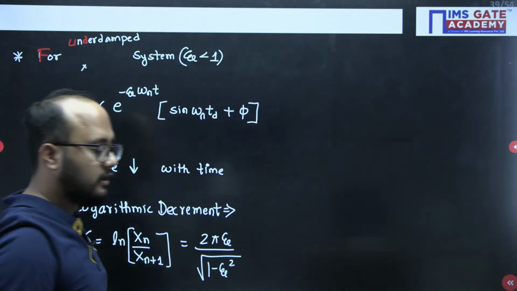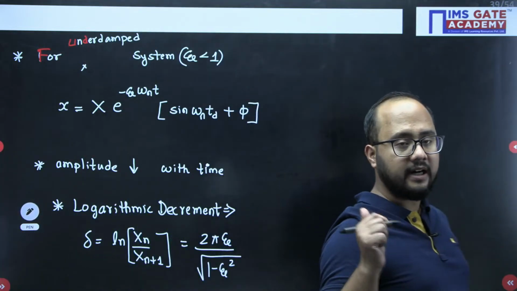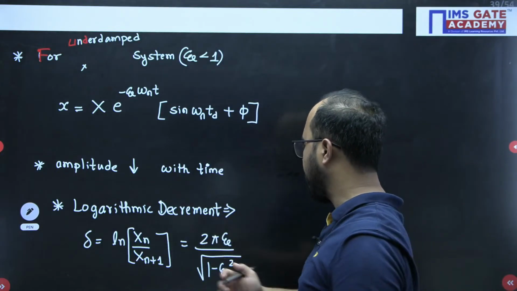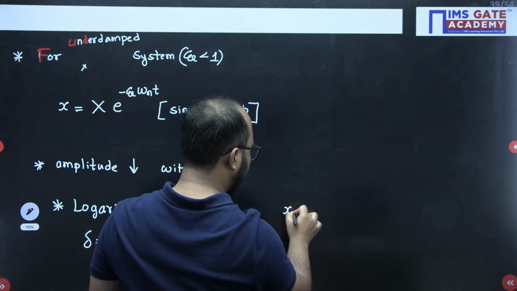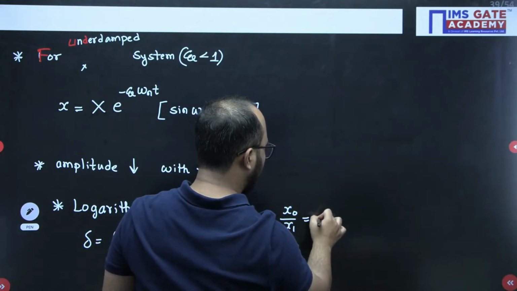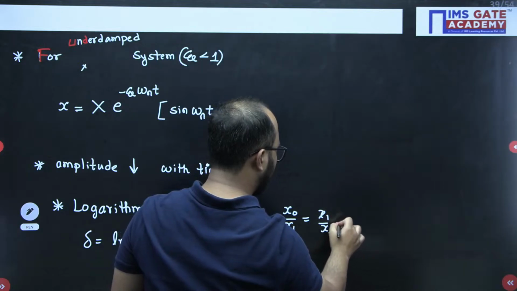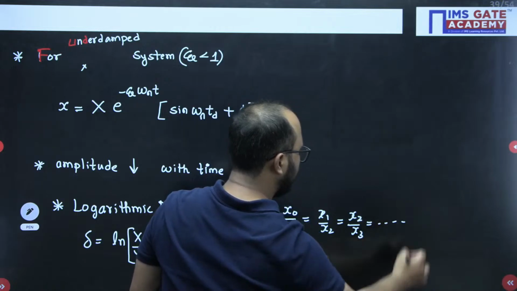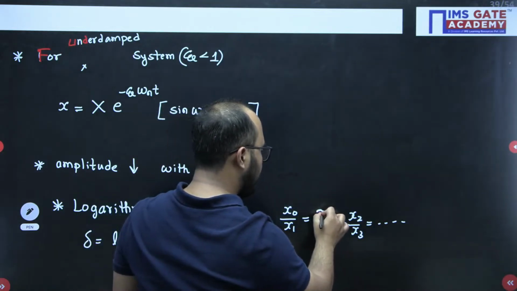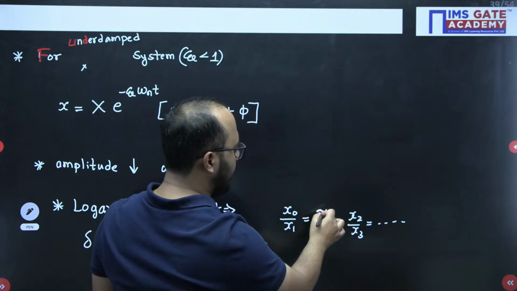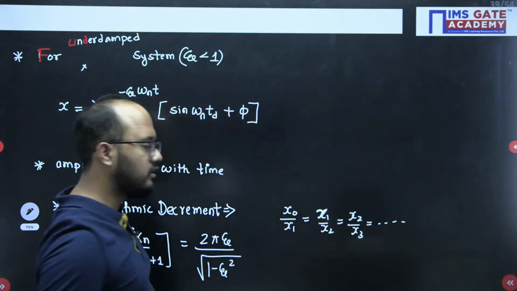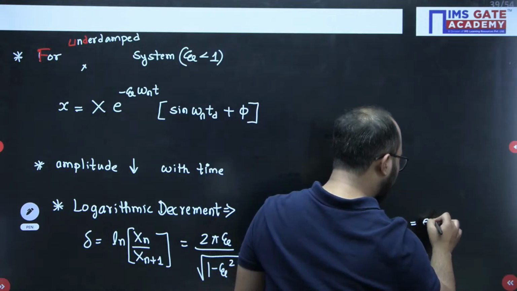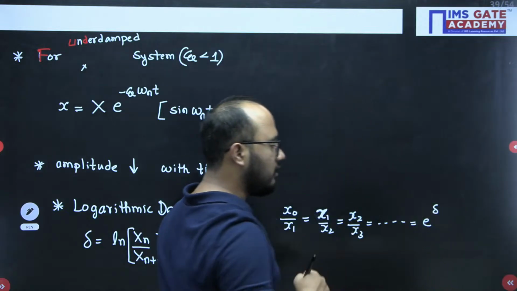Done? So as I told you, in the case of underdamped system, the ratio of successive amplitudes is constant. For example, if I write x0 by x1 equals x1 by x2, x2 by x3, and so on, like this. The ratio of successive amplitudes is constant, and that constant value equals e to the power del. Del is what? Logarithmic decrement.